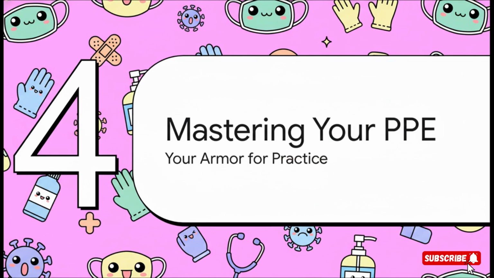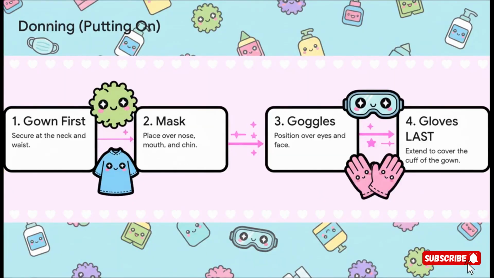Let's master your armor. When you're putting on PPE, we call it donning, there's a specific order for a reason. It's all about creating the best possible seal. A good way to remember it is kind of from the ground up or body out. You start with the gown first, get that secured. Then your mask or respirator. After that, goggles or a face shield. And the very last thing, gloves. And you want to make sure you pull those gloves over the cuff of the gown.